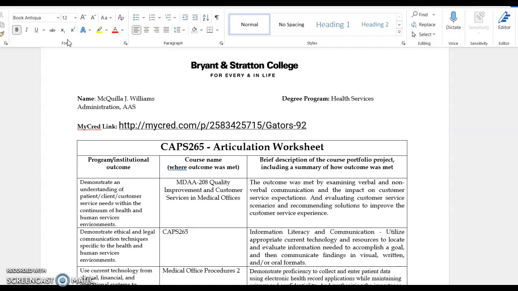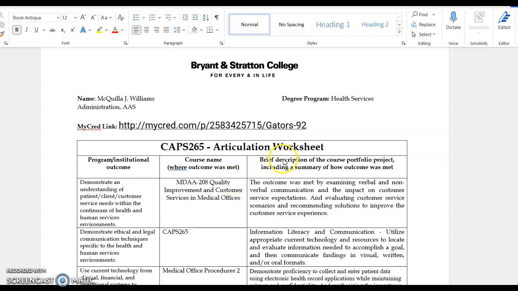Demonstrating an understanding of patient, client, customer service needs within the continuum of health and human services. The course outcome that was met was the MDAA 208 Quality Improvement in Customer Services in Medical Offices. The outcome was met by examining verbal and nonverbal communication and the impact on customer service expectations, and evaluating customer service scenarios and recommending solutions to improve the customer service experiences.